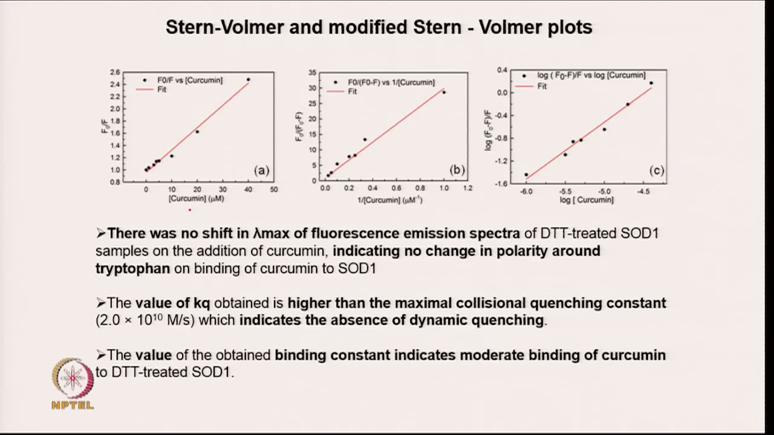If you remember the Stern-Volmer plot, F naught by F versus concentration, and if I assume that this is a collisional quenching, then we can get the value of Kq, which is higher than the maximal collisional quenching constant. So we get a very high value of Kq, and it means that it is not a case of collisional quenching. The value of obtained binding constant indicates moderate binding of curcumin to SOD1.